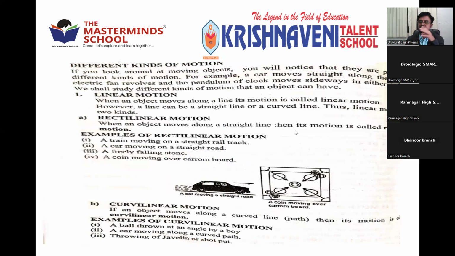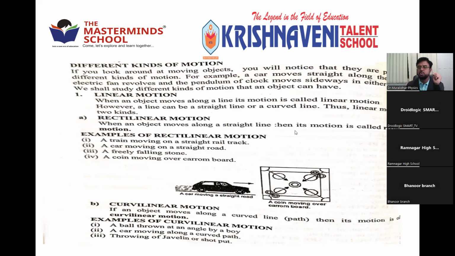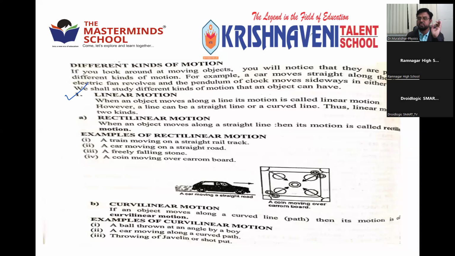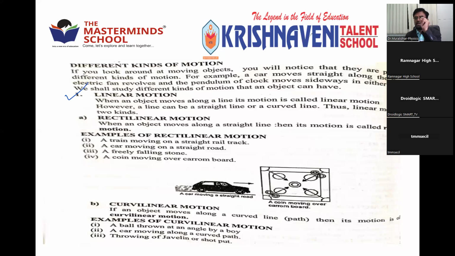We can come across various types of motions in our day-to-day life. Then we discussed each and every one with wonderful examples. First, linear motion. Linear motion is nothing but all the particles of a body moving along the same path. Suppose a bullet is fired from a gun, the entire bullet will go in the same direction and hit the target.